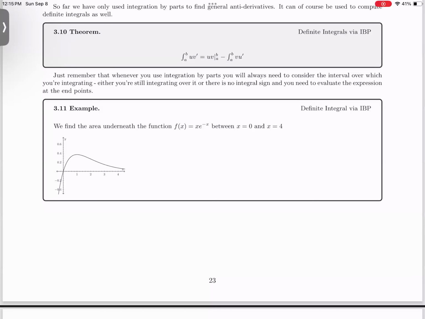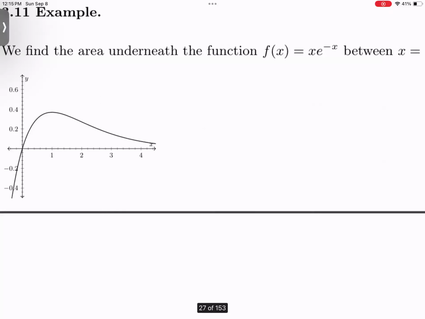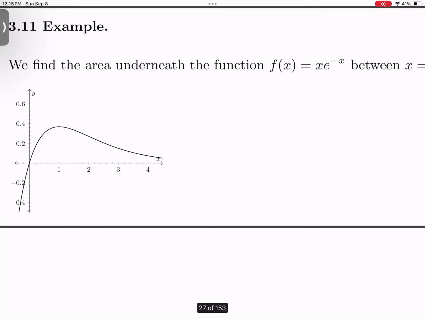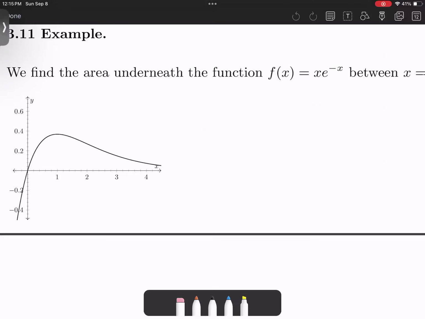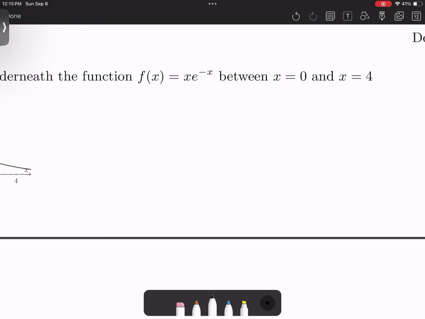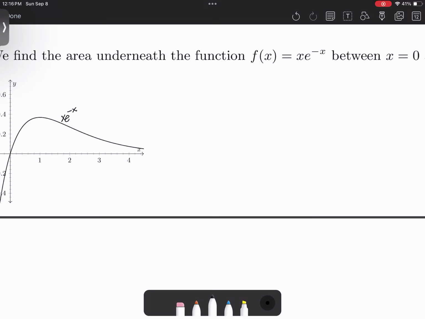Example 3.11 is going to show us how to find an antiderivative using integration by parts, and then using that antiderivative to evaluate the area under a curve between 2 points. So here we have a function x times e to the minus x. And we want to find the area underneath this function between 0 and 4, all the way to here.